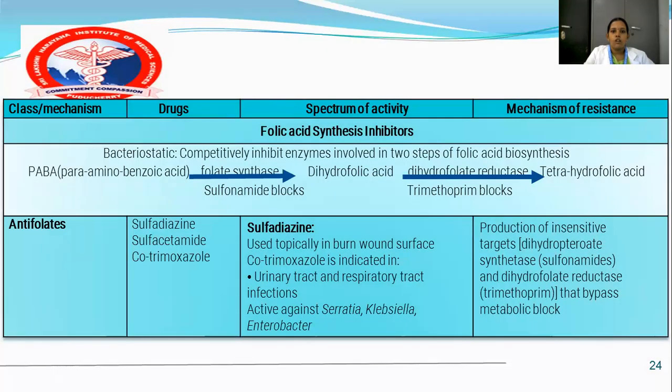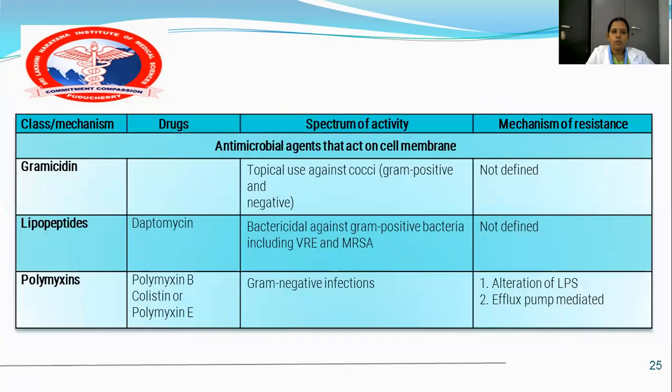Folic acid synthesis inhibitors: sulfadiazine, sulfacetamide, and cotrimoxazole. Here, the mechanism of resistance is production of insensitive targets, that is dihydropteroate synthetase for sulfonamides and dihydrofolate reductase for trimethoprim. This will bypass the metabolic block.